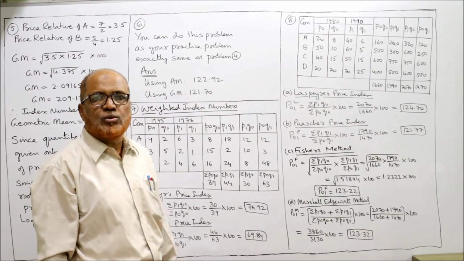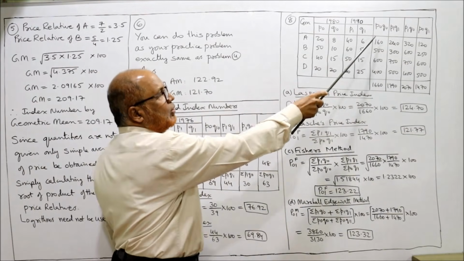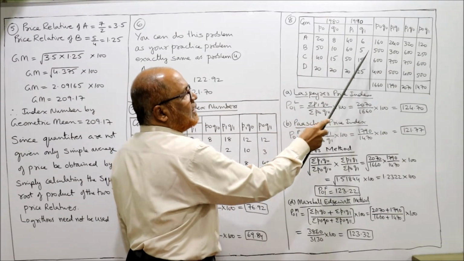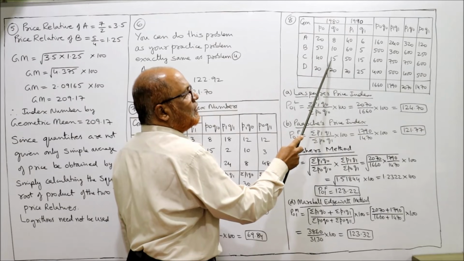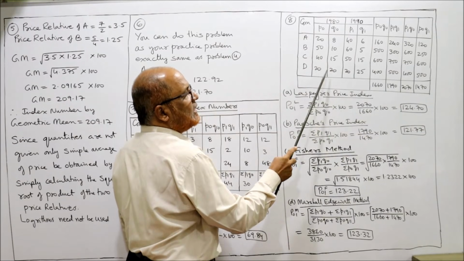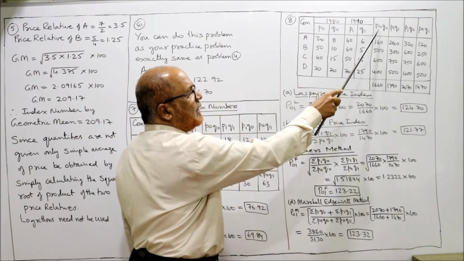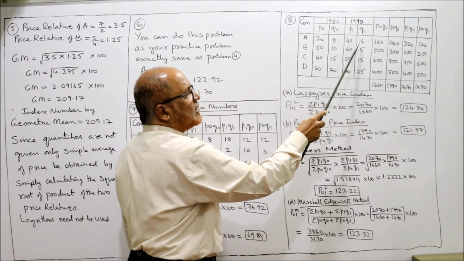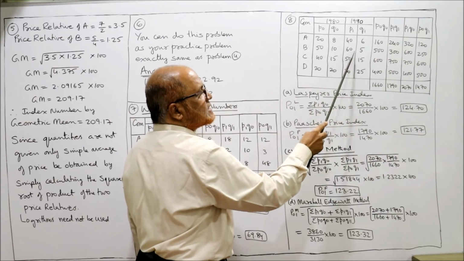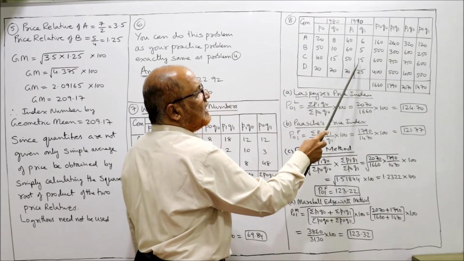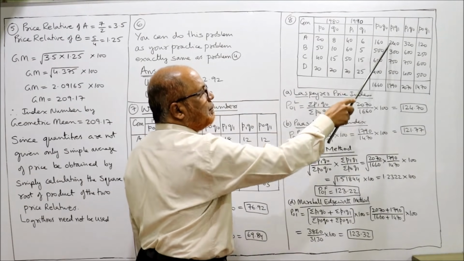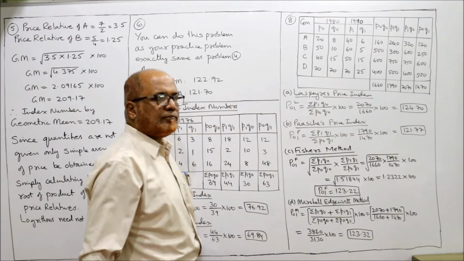Simply multiply the values. P0Q0: 20 into 8, 160. 50 into 10, 500. 40 into 15, 600. 20 into 20, 400. So P0Q0 we got 1660. Now P1Q1: 40 into 6, 240. 60 into 5, 300. 50 into 15, 750. 20 into 25, 500. We got P1Q1 as 1790.